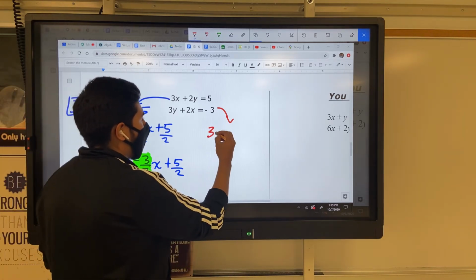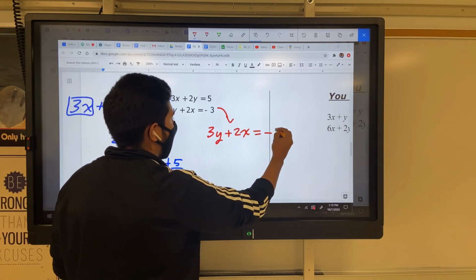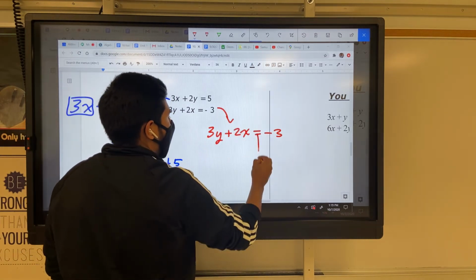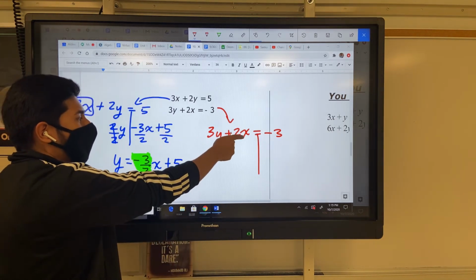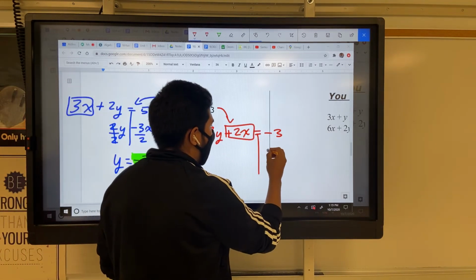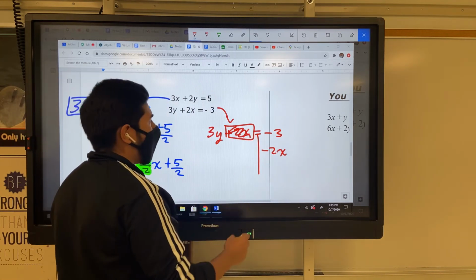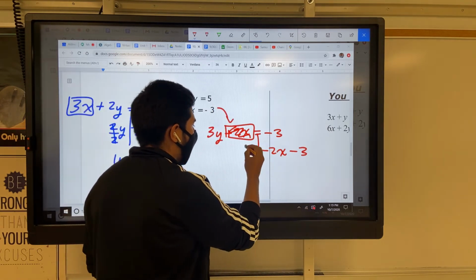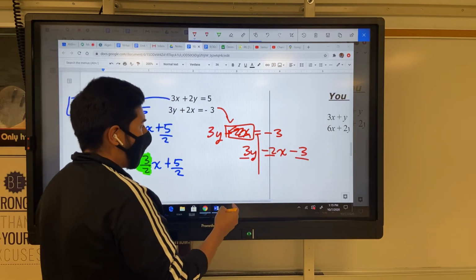Okay, we got 3y plus 2x equals negative 3. Curveball. Make sure we move the correct x. It's not going to be 3 because 3 has a y, so we're making sure we move the correct number. Moving the 2 instead, so that's negative 2x. Bring down that negative 3. Bringing down the 3y. And then we divide by the number in front of y, which is 3.